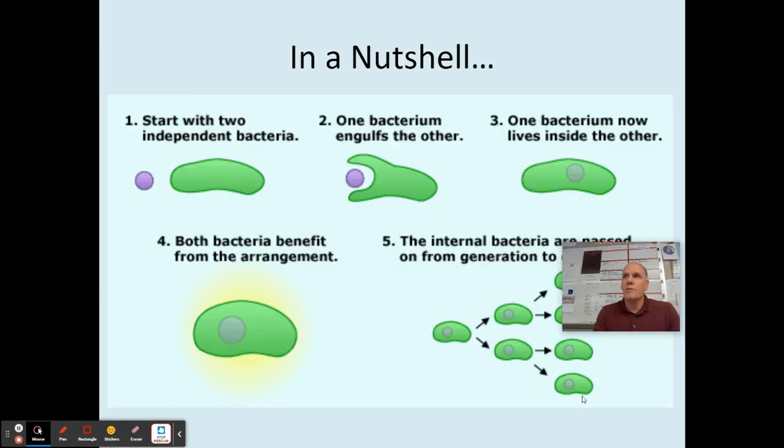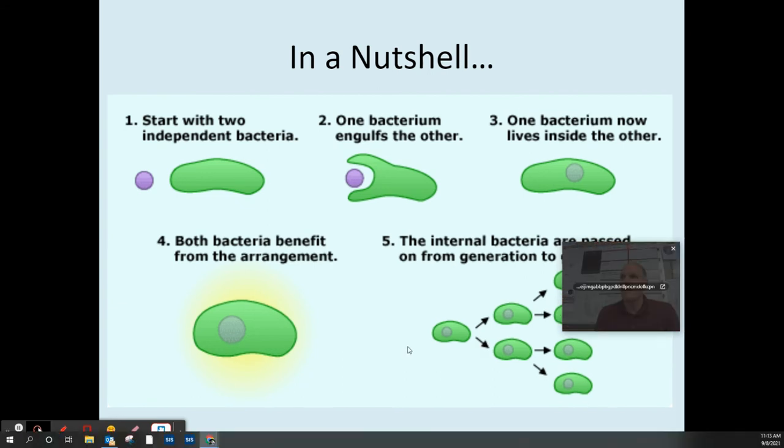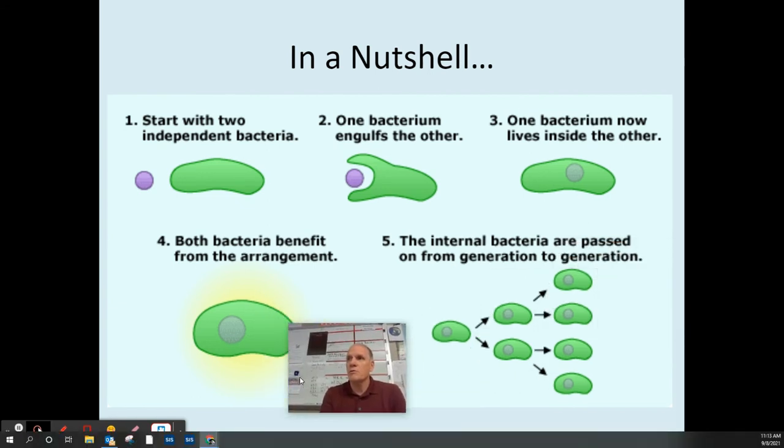Excuse me. Jumped it over. So in a nutshell, here's basically what has happened. Let me move my picture back down. Doesn't want to move for some reason.